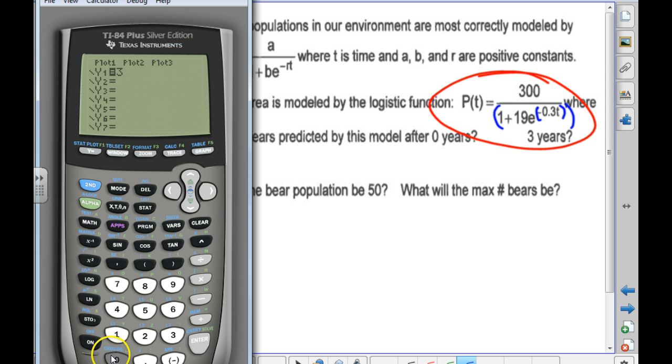So we're going to type 300 divided by 1 plus 19. I'd really appreciate it if you were all doing this. E to the negative 0.3x.